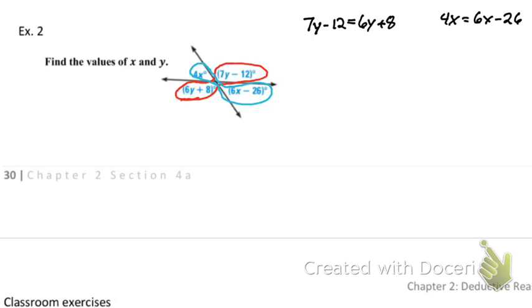Now I can solve for y and x. On the left-hand side, I would subtract 6y from both sides. What lets us do that? Well, that's our subtraction property of equality. We're not doing a proof, but it's always good to keep that in mind. So we have y minus 12 equals 8. Then we're going to add 12 to both sides. Once again, this would be our addition property of equality. And we'd be left with y equals 20.